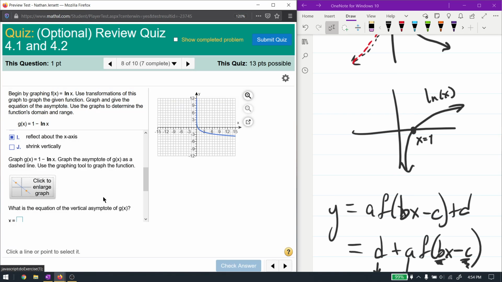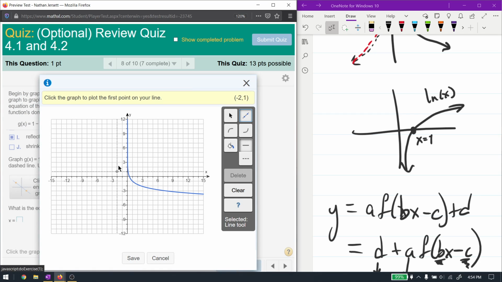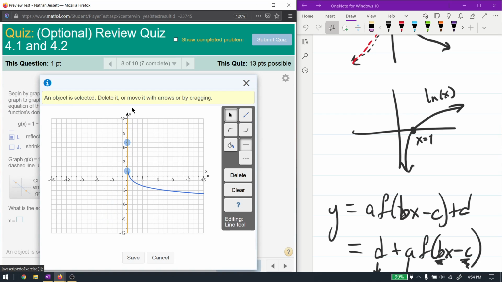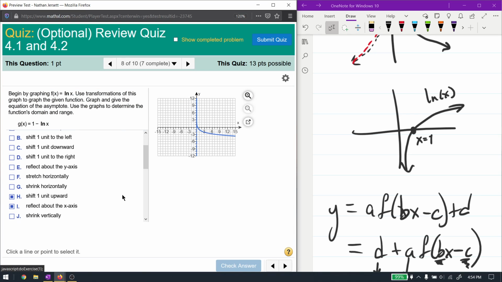So that's what we have. We want the asymptote as well, so I forgot to do that. There's a vertical asymptote. That's just right here at the x equal to 0 line. That's the vertical axis there. Vertical asymptote.